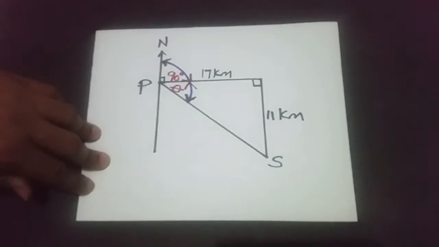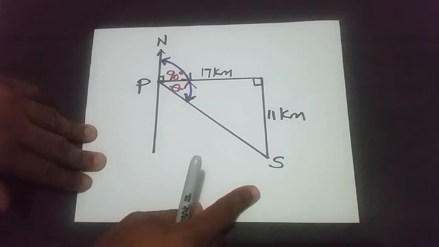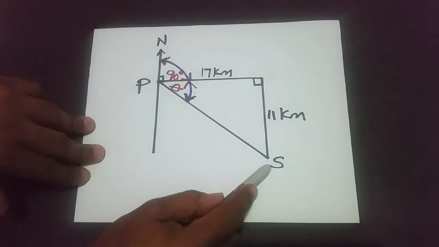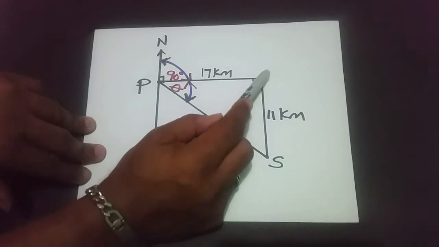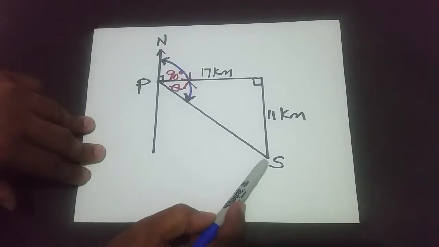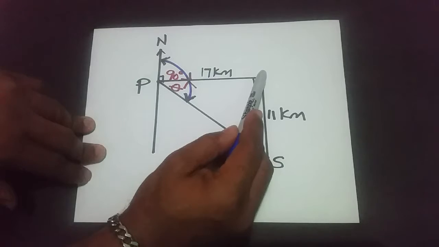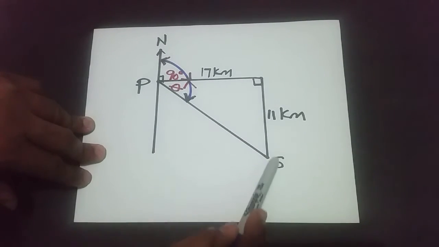So again, most of you did the diagram correctly. This is where the ship is now, so you couldn't have indicated that the ship is still here and then there's another letter here. It's confusing. So the ship went 17 kilometers east and then 11 kilometers south.